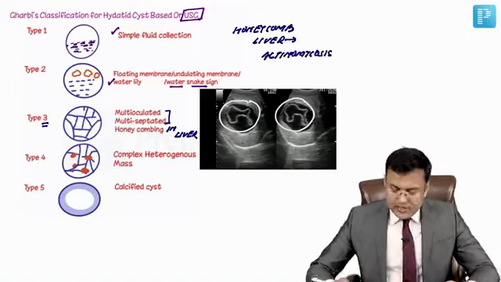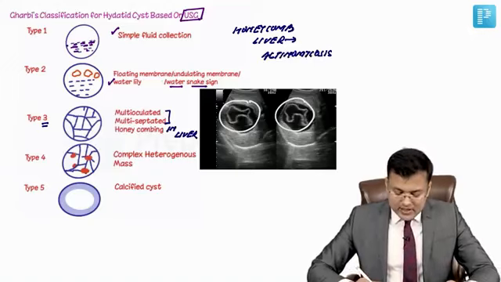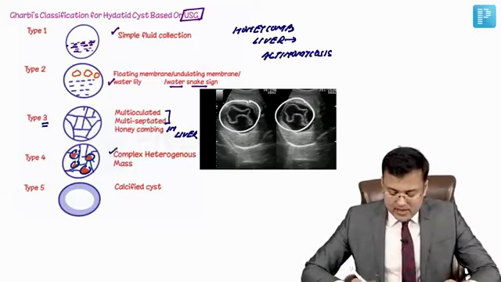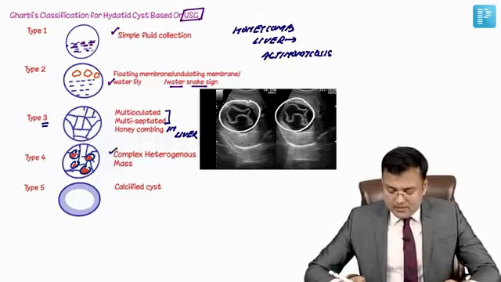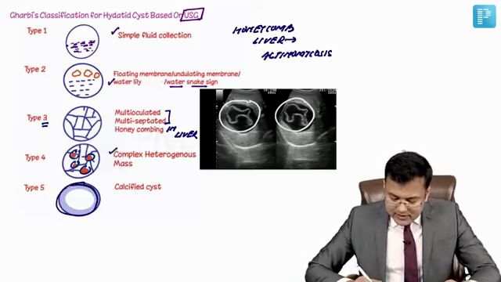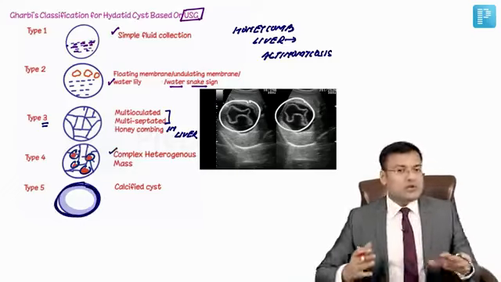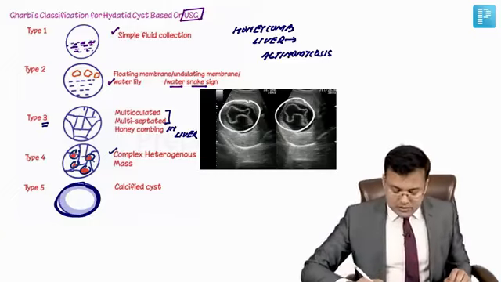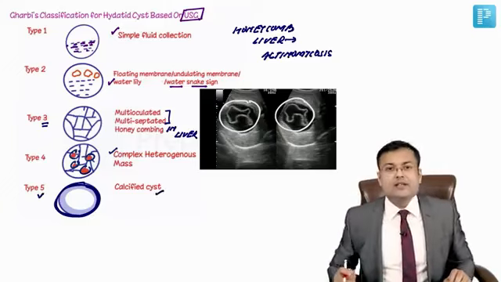Now see the type 4. In type 4, you can see there are solid areas also. There are cystic areas also. So this is a complex heterogeneous mass. So type 4 is a complex heterogeneous mass, and in type 5 there is calcification. We discussed what kind of calcification is seen. Ring-like calcification. So type 5 is a calcified cyst.